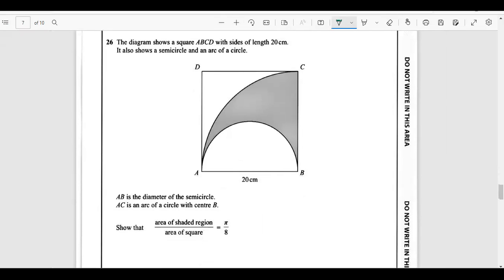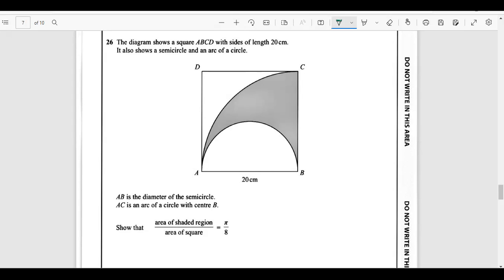Okay, let's talk about this now. It says the diagram shows a square ABCD with sides of length 20 centimeters. It shows a semicircle and an arc of a circle. AB is the diameter of the semicircle. AC is an arc of the circle with center B. Show that the area of the shaded region divided by the area of the square is pi by 8.